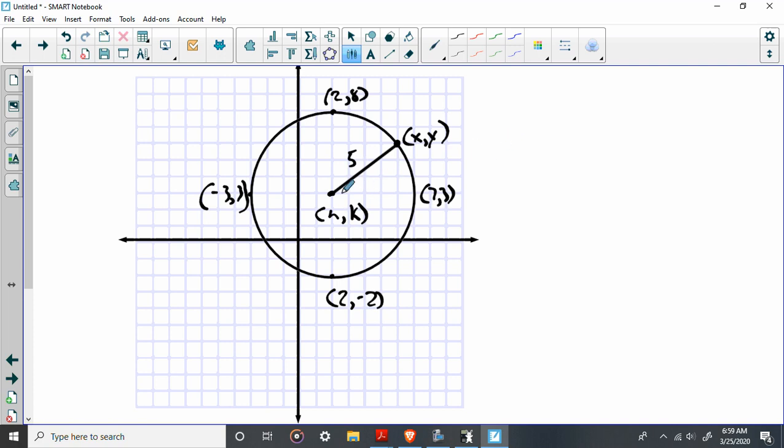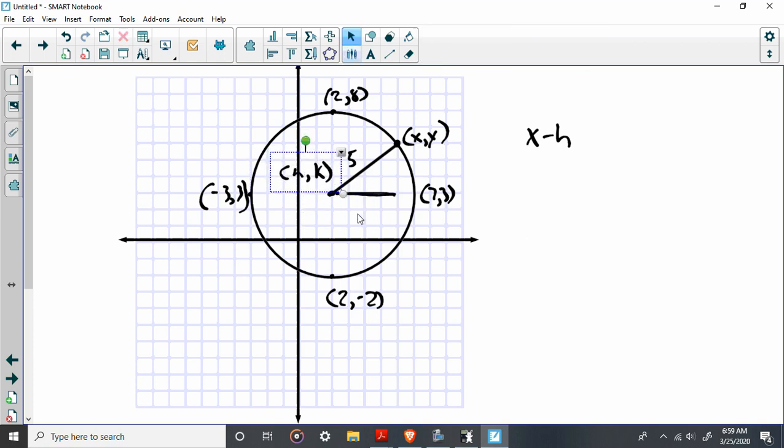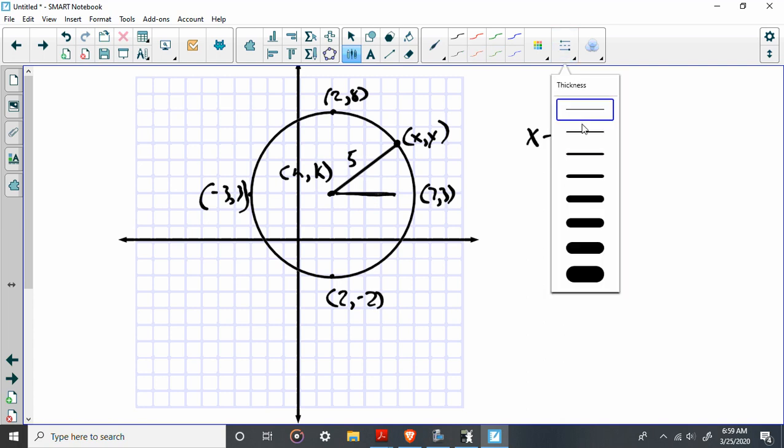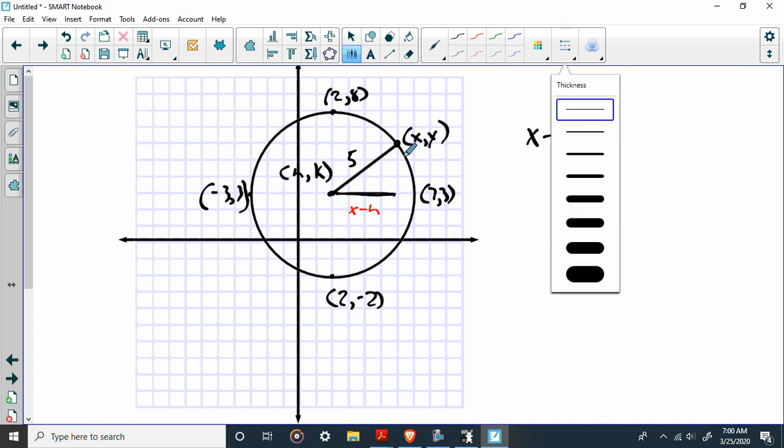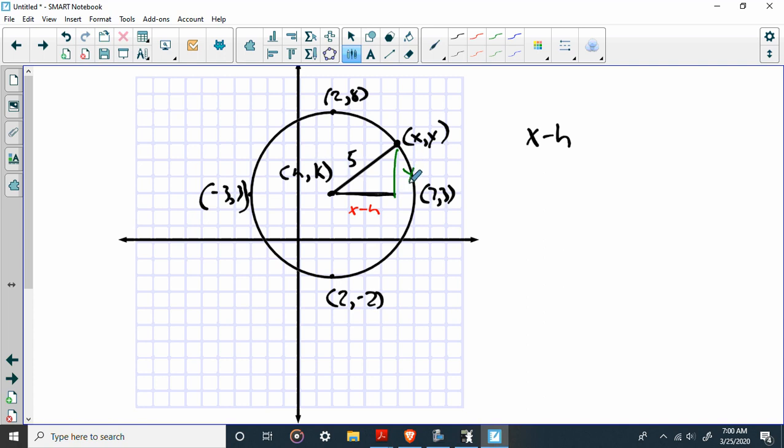Well, again, this distance right here, if you guys remember the distance formula, right? Well, we would take X minus H. So this distance right here is X minus H. So maybe I'll fill that in. So we're going to call this distance X minus H. Take this one minus this one. And if you remember your distance formula, this distance is going to be Y minus K. This number minus this number, Y minus K.